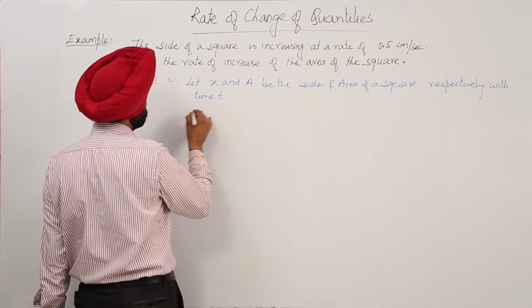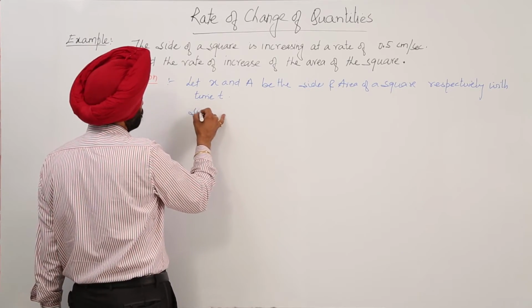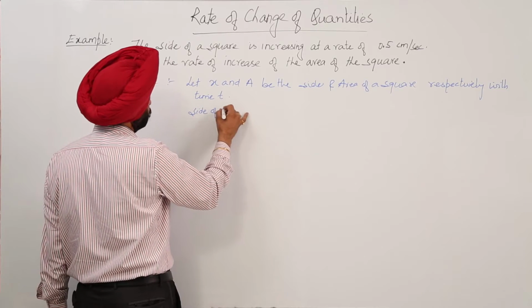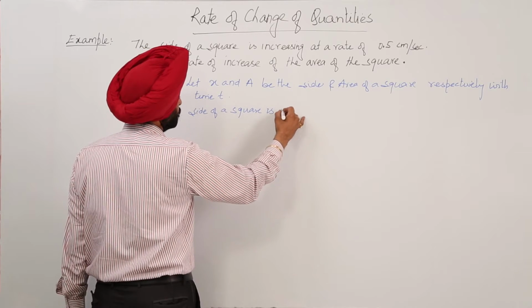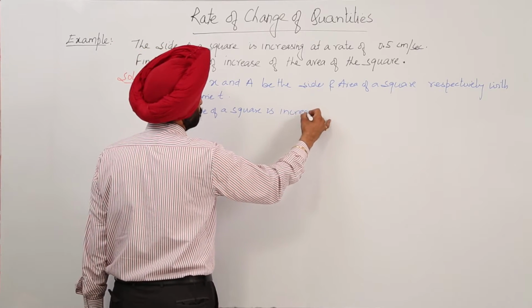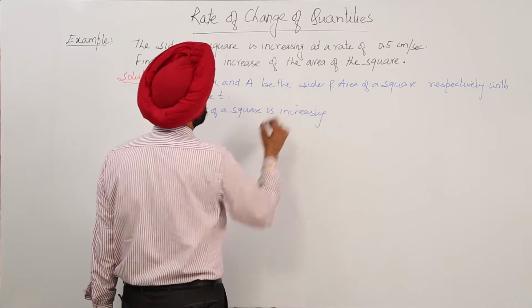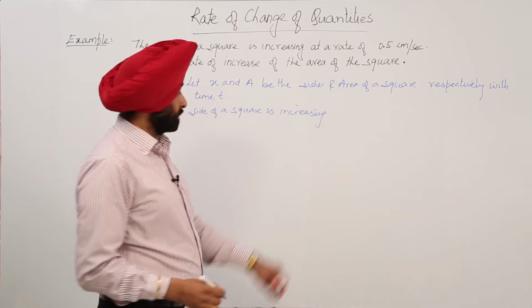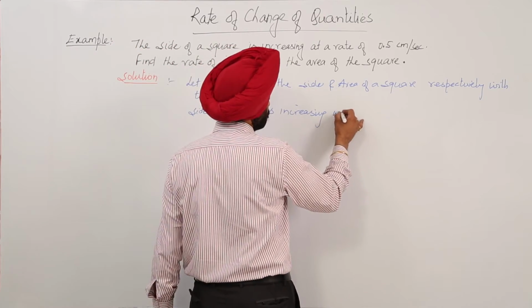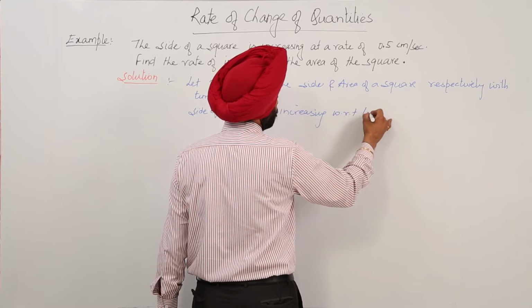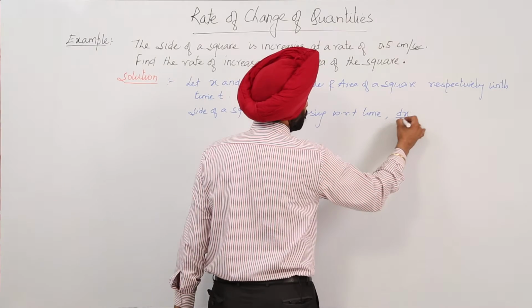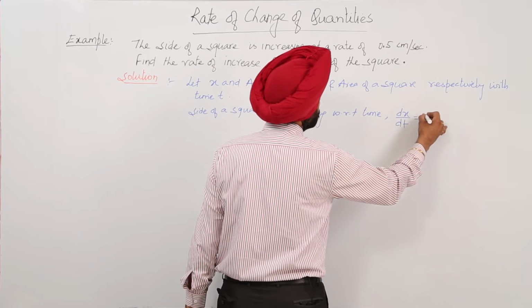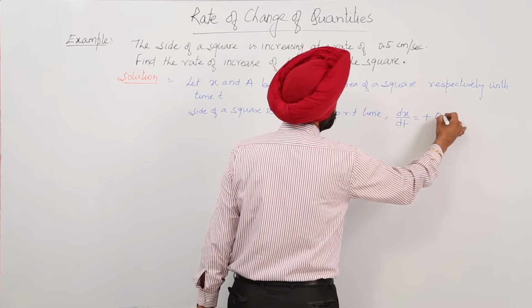Now, the side of a square is increasing. It is given that the side of a square is increasing with respect to time, and this can be written as dx by dt is equal to plus 0.5.